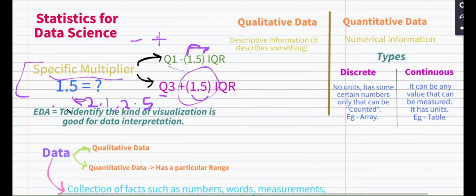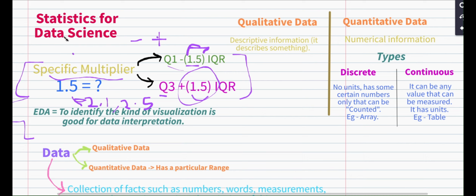1.5 is the most used specific multiplier in this case. In many calculations they use 1.5 in this formula. So 1.5 is nothing but a specific multiplier, a value that is added to or subtracted from a percentile to give you the outlier bounds. So it is a specific multiplier.